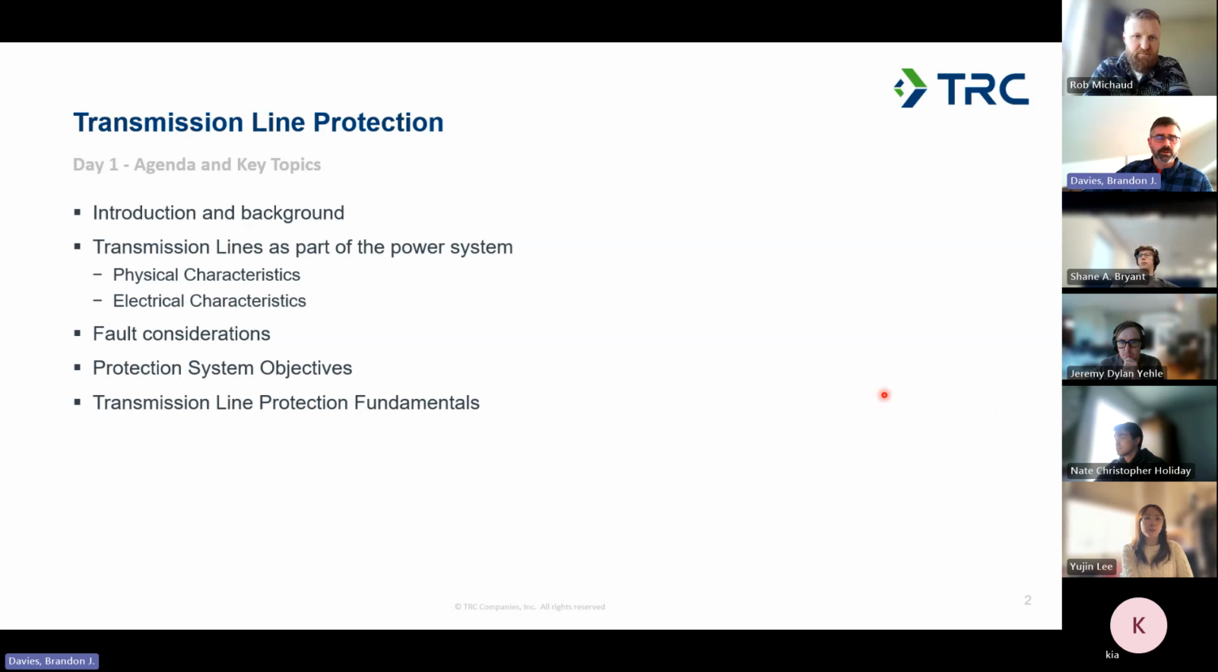We will take a look at some various fault considerations, what types of faults you need to look out for, how the system's going to respond to those faults. And then we'll start at the end of the class.